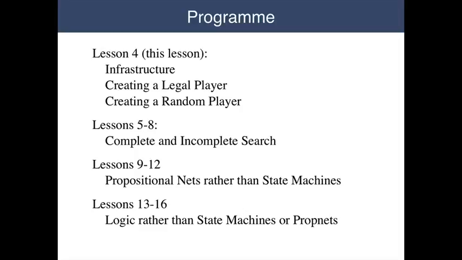In lessons 5 through 8, we look at complete search strategies, which are appropriate for small game trees, and incomplete search strategies, which are necessary for large game trees. In lessons 9 through 12, we examine some game playing techniques based on the properties of states rather than monolithic states. And finally, in lessons 13 through 16, we show ways that game descriptions can be used to deduce general properties of games without enumerating states or properties of those states.